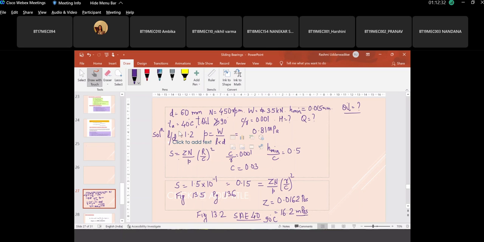So what we have done here is we have assumed an L/D ratio. We have calculated the pressure from the load and the cross-section area. And from the C/R ratio which is given, we have calculated the clearance. And since we are using the graph for Sommerfeld number versus H minimum by C, we have calculated what is H minimum by C. We referred to the graph on this figure. We got the value of Sommerfeld number. And from S, you get the value of Z. And from Z and temperature, we select the oil. If you have no doubts, you are free to leave.